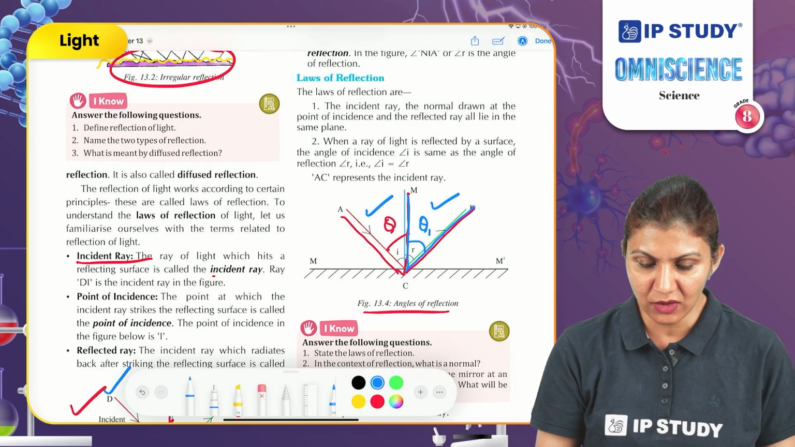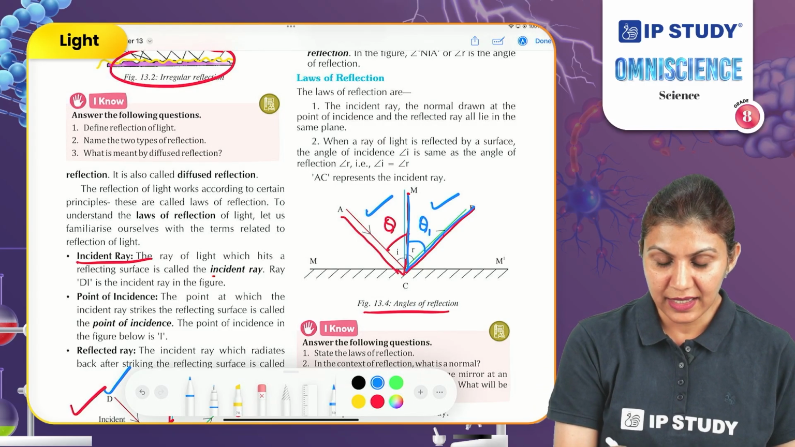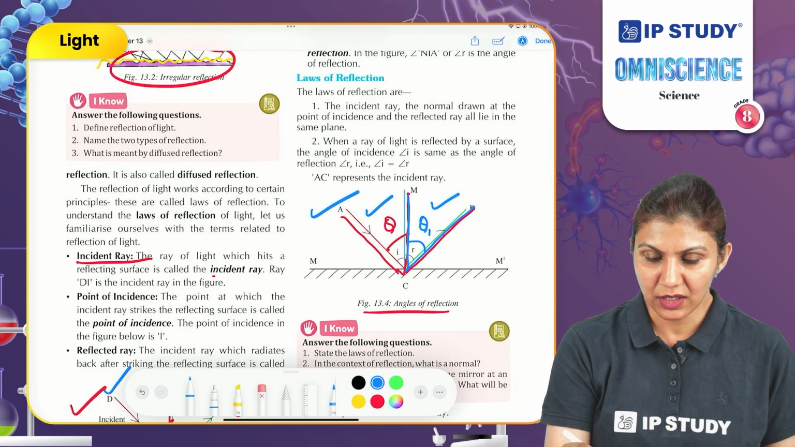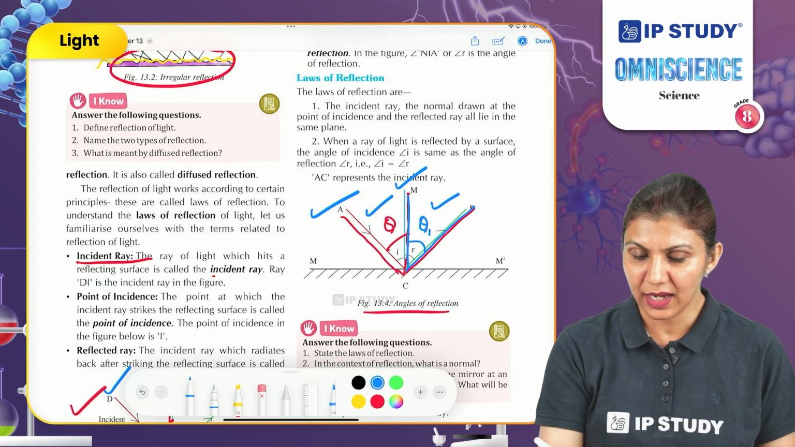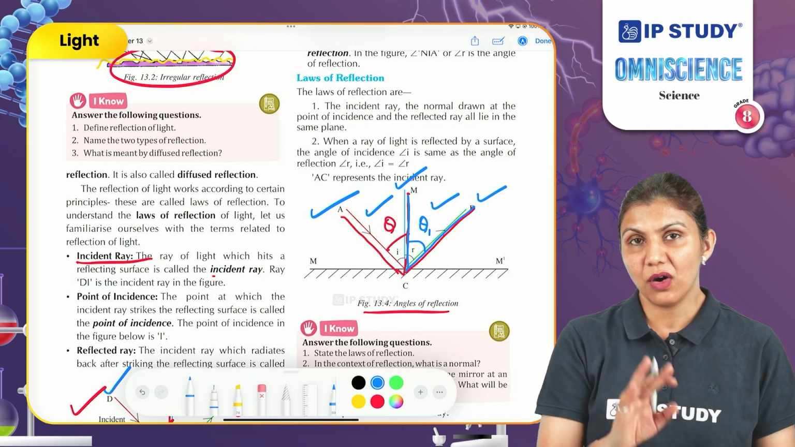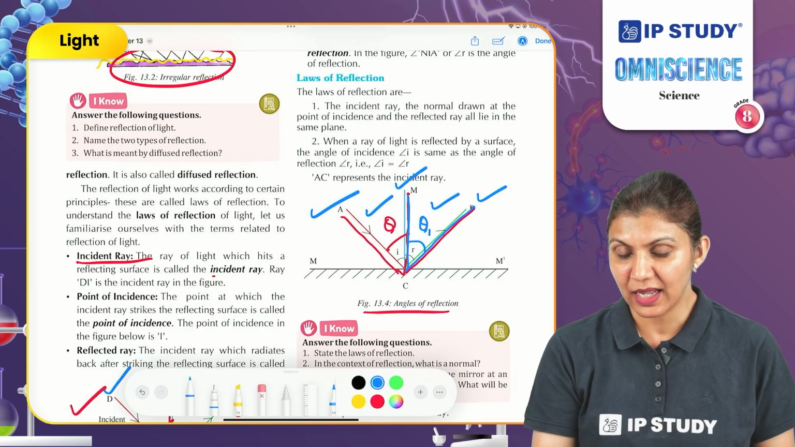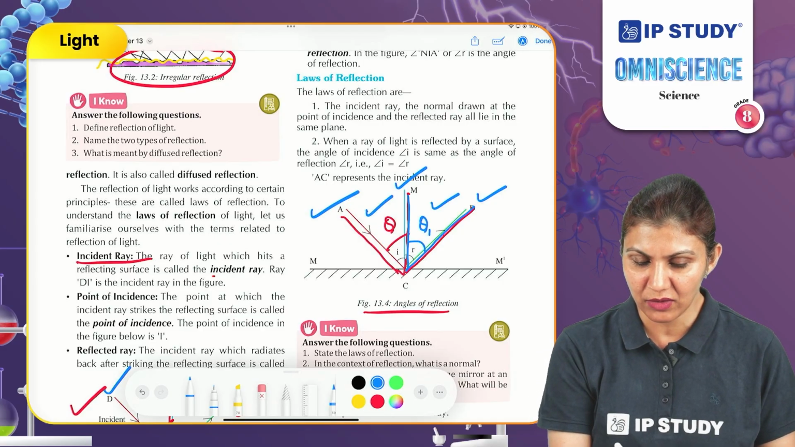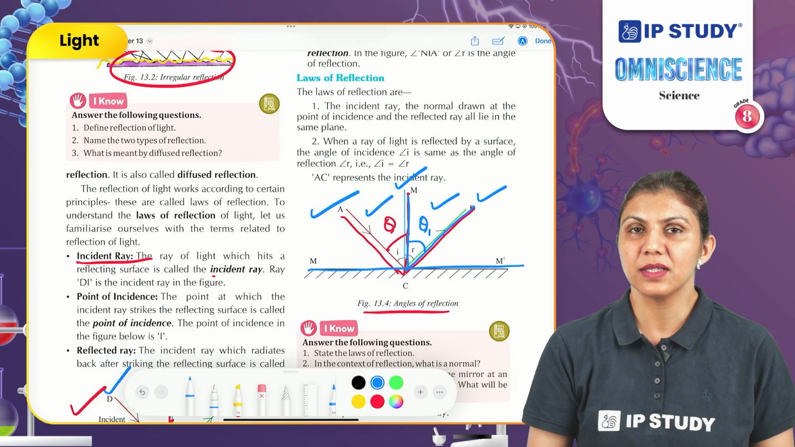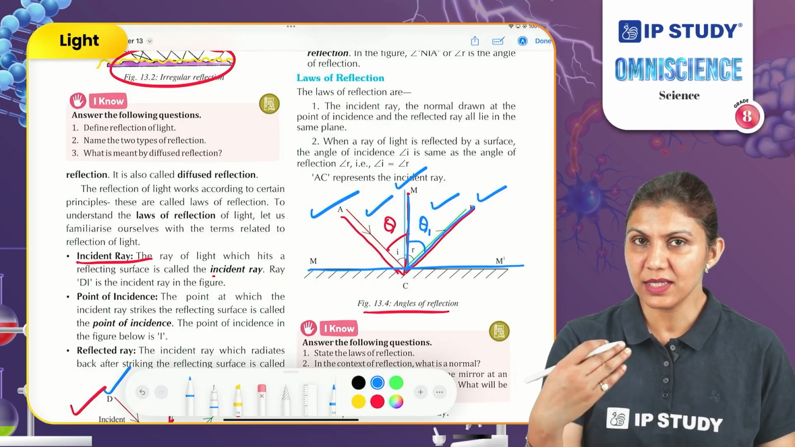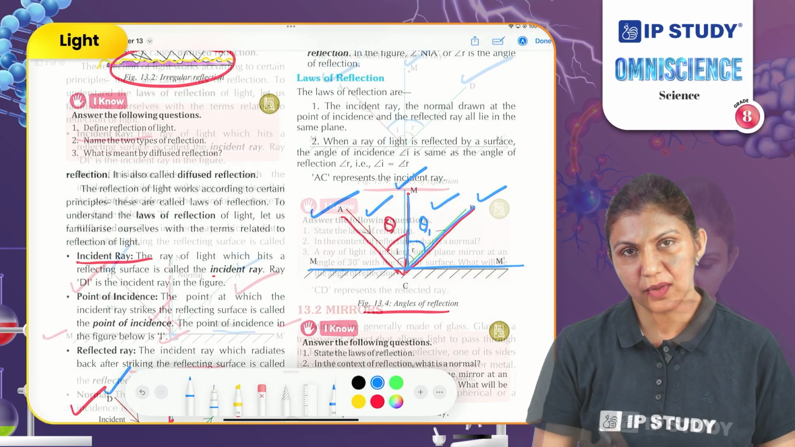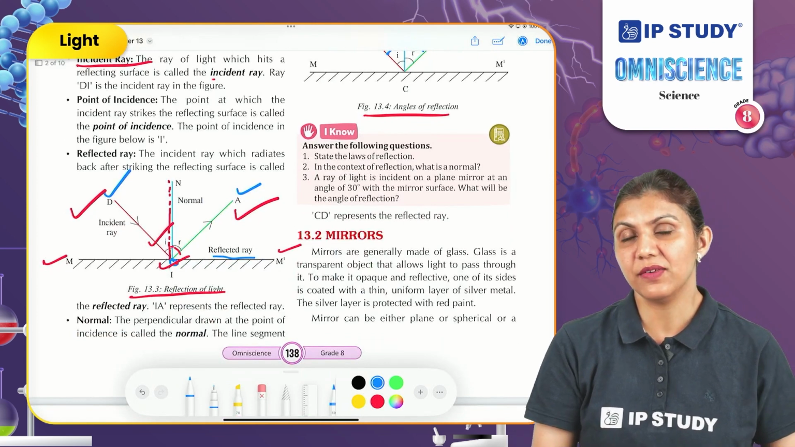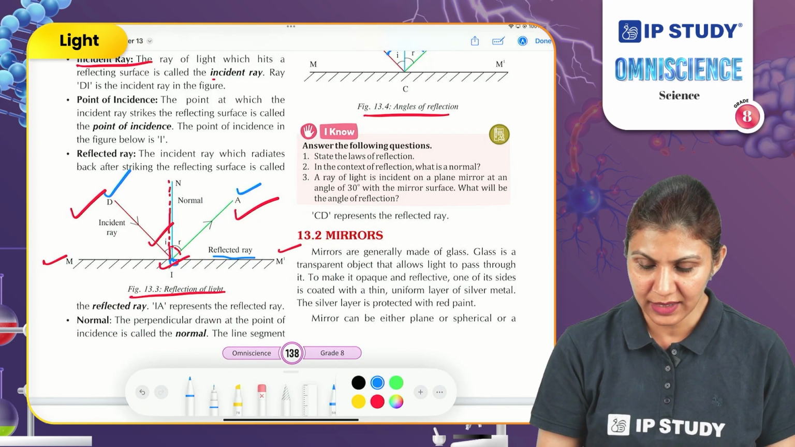What is the other law? The incident ray, the normal, which is a perpendicular on the mirror or the surface, and the reflected ray, all these three lie on the same plane. These are on one side of the surface, on the same side of the surface or same plane of the surface. Okay, we will use these in different applications in daily life.